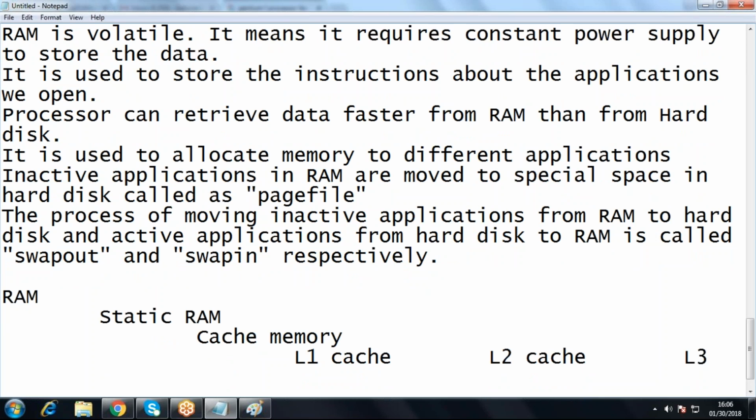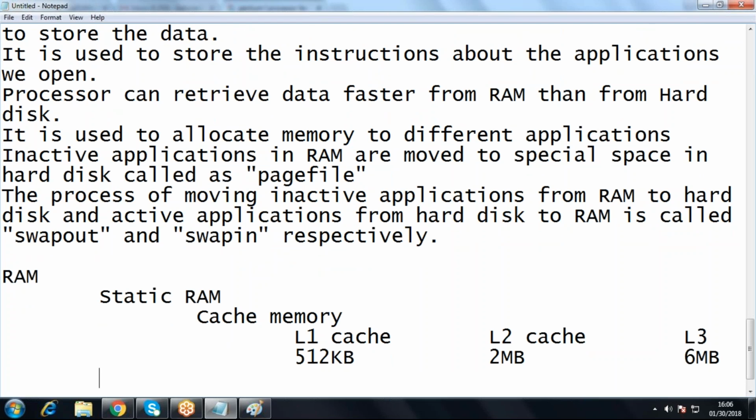The capacity of L1 cache is around a maximum of 512 KB. L2 cache is 2 MB and L3 cache is 6 MB. Yes, 6 megabytes.